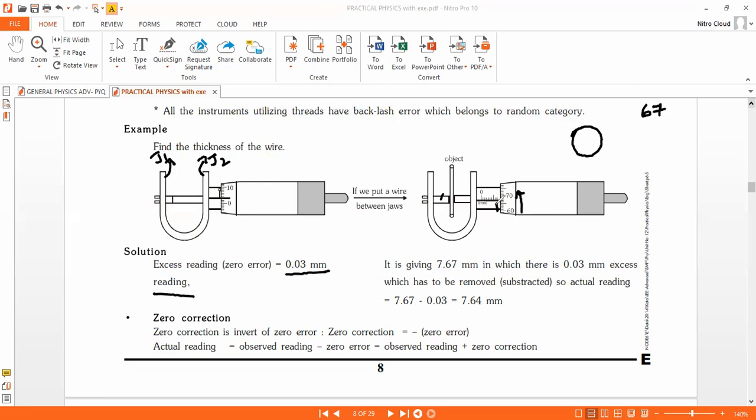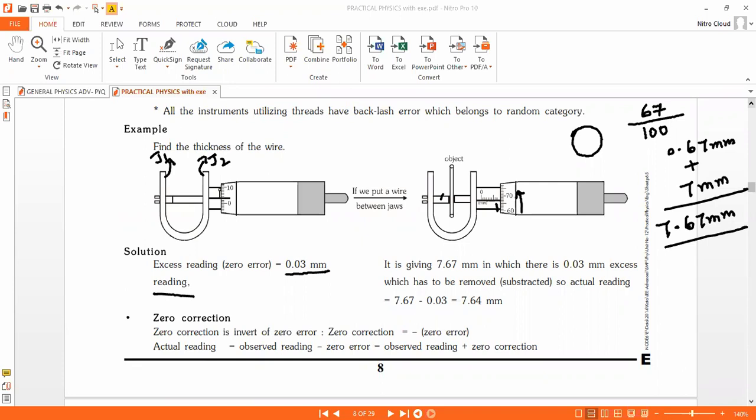We know that the value of one head scale division is 1 mm. Between 60 and 70, there are 10 divisions. Like that, I have 100 divisions, so 67 by 100 is 0.67 mm. Now the nearest number on the pitch scale is 7, so plus 7 mm. The total reading will be 7.67 mm.